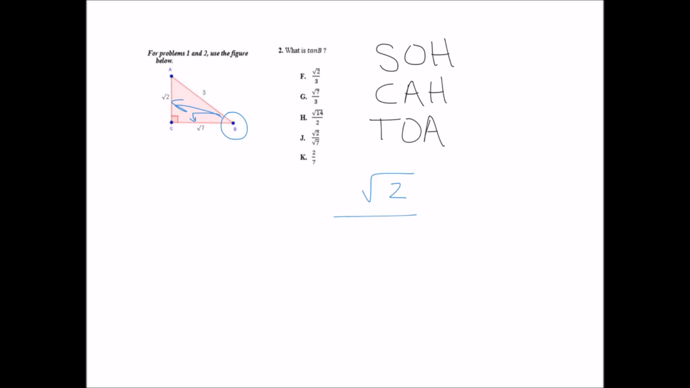Question number 2 asks, what is the tangent of B? What you need to remember, of course, is SOHCAHTOA. In this case, we need tangent, so tangent equals opposite over adjacent. Take a look, here is B, and then opposite is radical 2 over adjacent, which is radical 7. So radical 2 over radical 7, the correct answer is J.